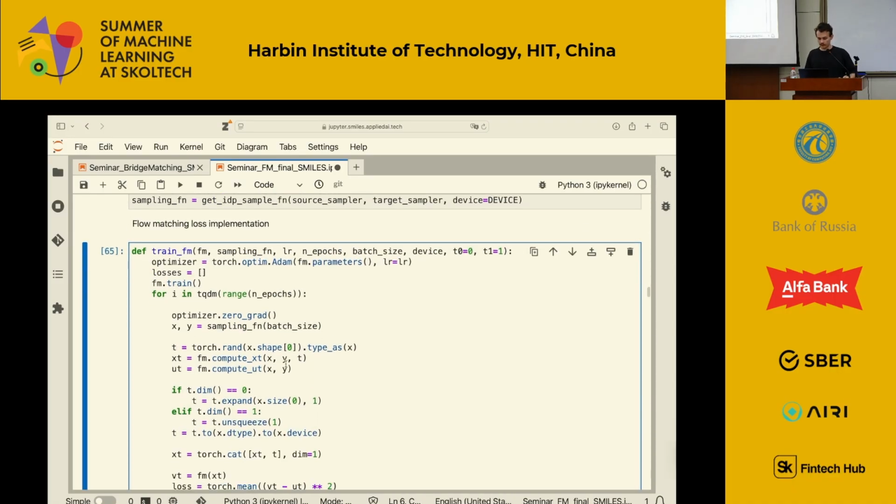And here is our training function. It basically trains flow matching. It inputs some flow matching class, a sampling function for sampling the pairs of data from distributions P0 and P1, and some deep learning stuff.